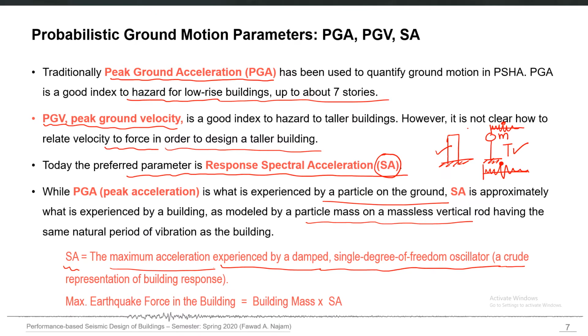And the benefit of using that as the ground motion parameter is that we can simply multiply the spectral acceleration with building mass to calculate forces, because Newton's second law simply converts the acceleration into the forces which are experienced by the body. So the building mass can be multiplied by the spectral acceleration to calculate the maximum earthquake forces in a building. So therefore, the spectral acceleration is nowadays considered a more suitable ground motion parameter compared to the PGA value.